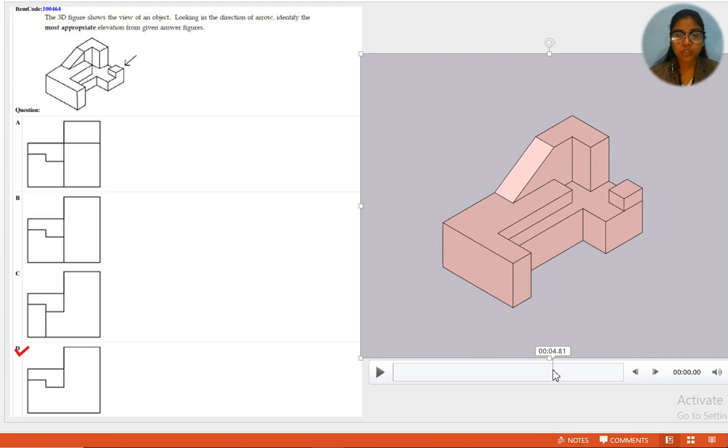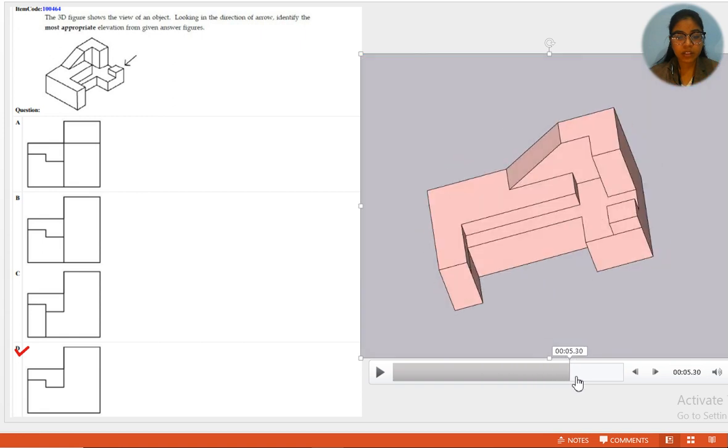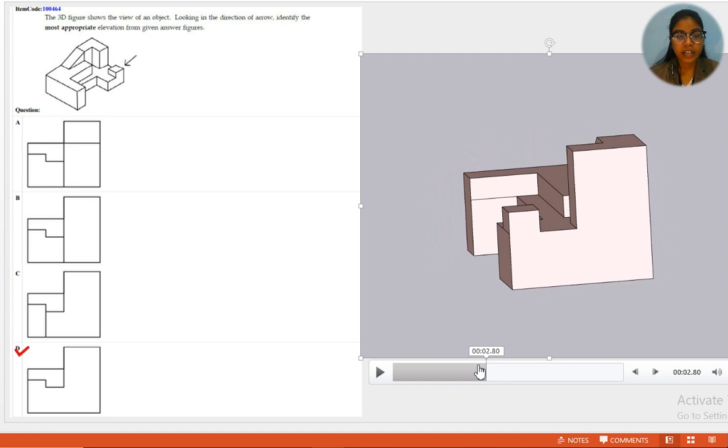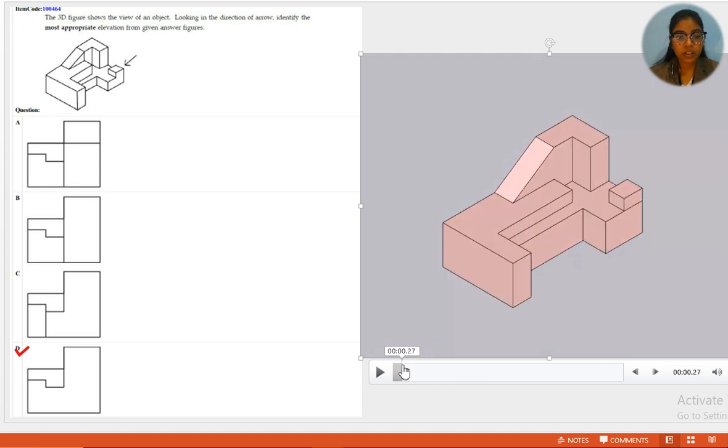So we reach this conclusion by eliminating the options given to us. See, in this way it is transforming and you are getting the elevation of this 3D figure.